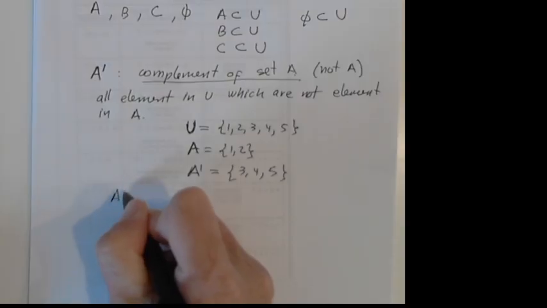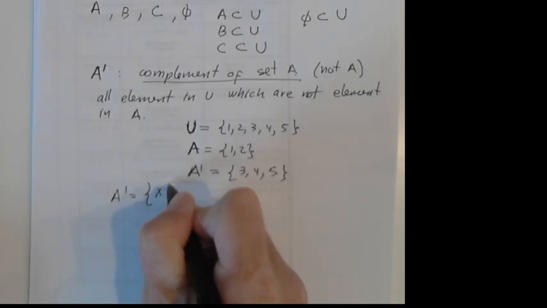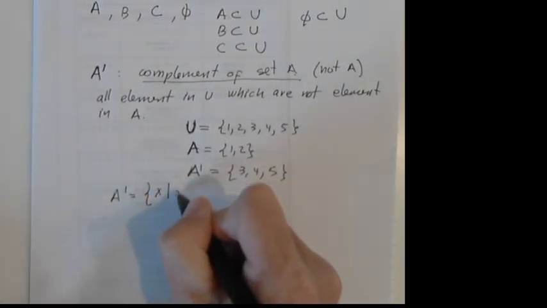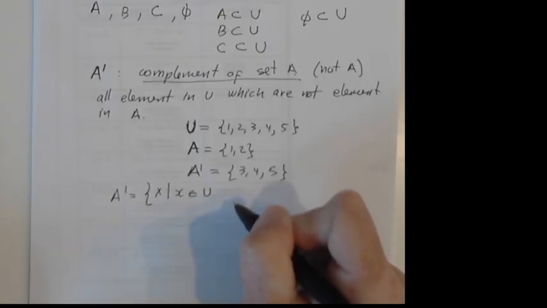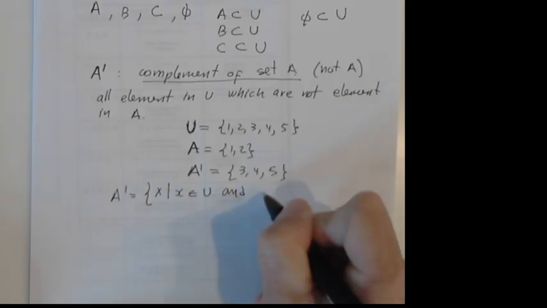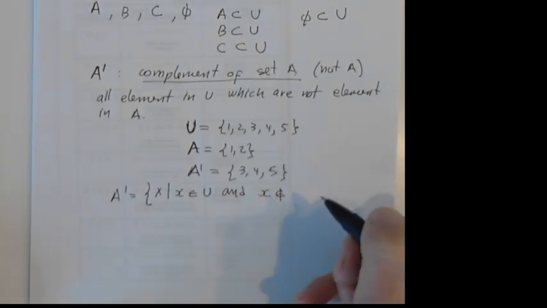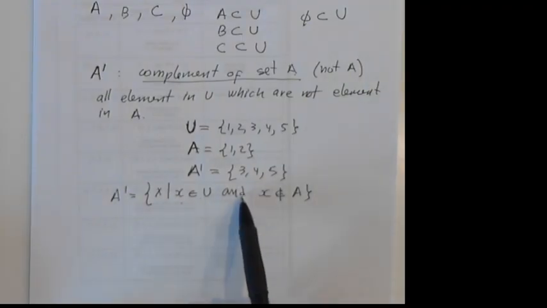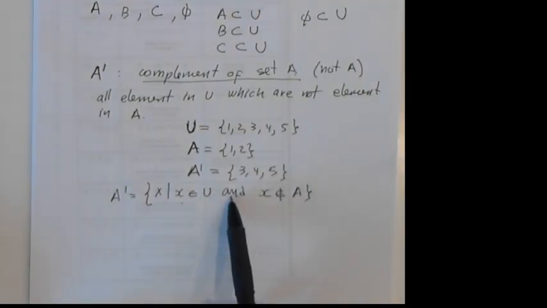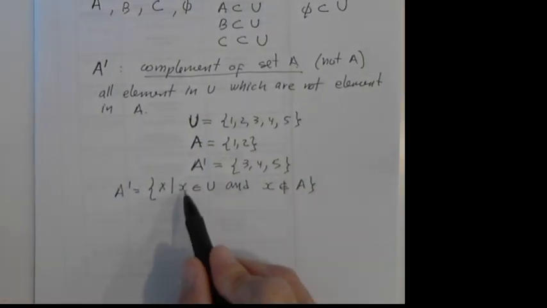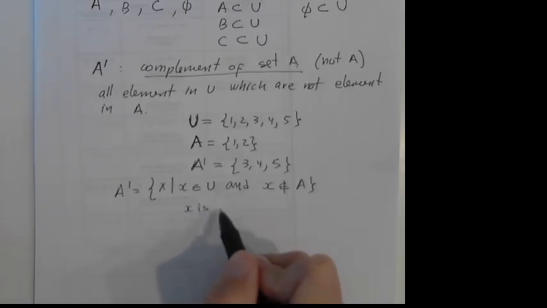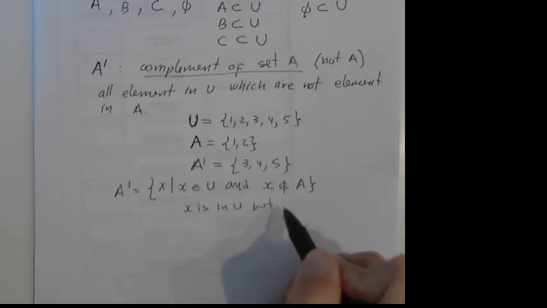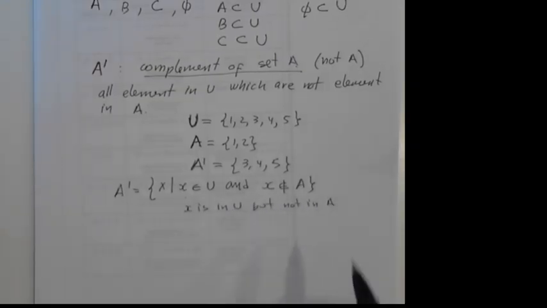Proper definition: the complement is the set of X such that X belongs to the universe and X does not belong to A. X is an element of the universe, the universal set, and X is not an element of A. So in colloquial language you say X is in U but not in A.